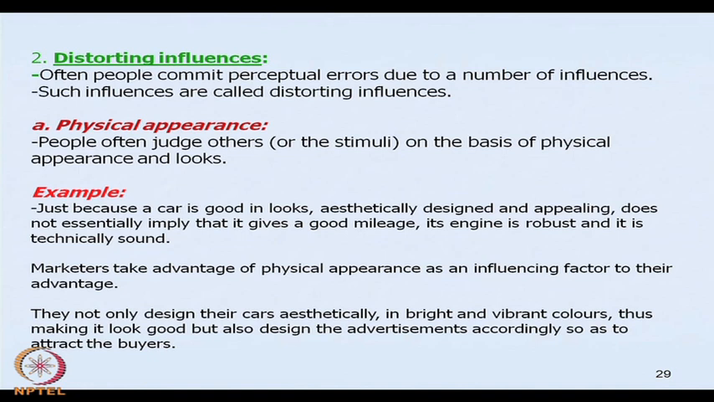For example, physical appearance. People often judge others, or judge other stimuli, products, brands, etc., on the basis of physical appearance. So just because a car looks beautiful or is designed very aesthetically and very appealing, does not mean actually that it's robust enough, or it'll give good mileage, or it's technically sound. But people often feel that just because something is looking good or appealing aesthetically, it must be good. So this is what we call an error based on physical appearance.